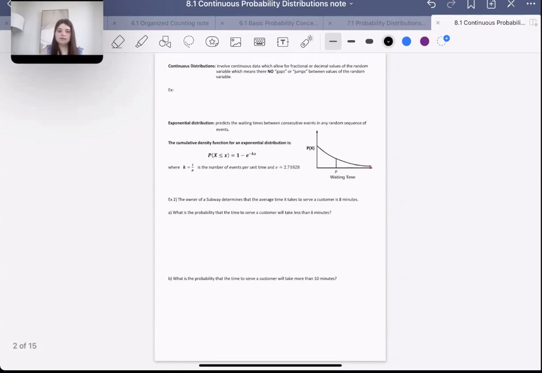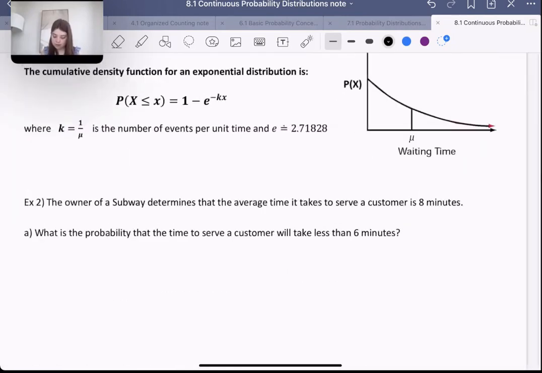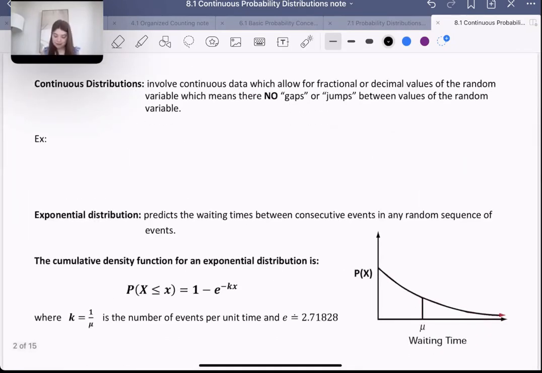Okay, let's move on to some more examples. Let's talk more about continuous distributions here. Continuous distributions involve continuous data, which allows for fractional or decimal values of the random variable, which means there are no gaps, no jumps between the values. Some examples, as we talked about earlier, would be height, weight, distance. I'm going to write those things down. Height, weight, distance, time is a big one.